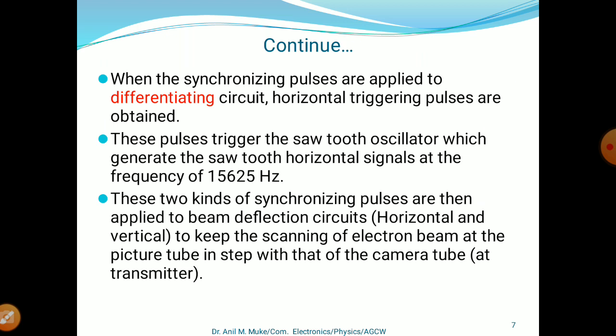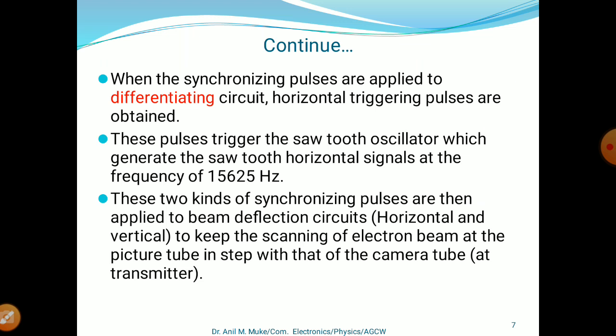When the synchronizing pulses are applied to the differentiating circuit, the horizontal triggering pulses are obtained, and these pulses trigger the sawtooth oscillator, which generates the sawtooth horizontal signal at the frequency of 15,625 hertz. Now this rate also you are very well aware of why this frequency is set. It is also as per the horizontal scanning of the electron beam as well as the rate of frames per second. These two kinds of synchronizing pulses are then applied to the beam deflection circuit.